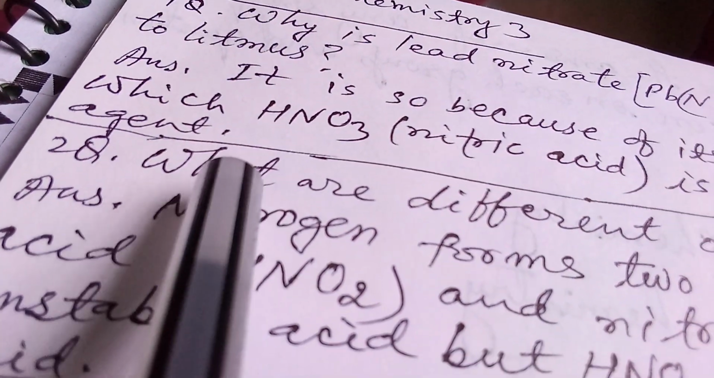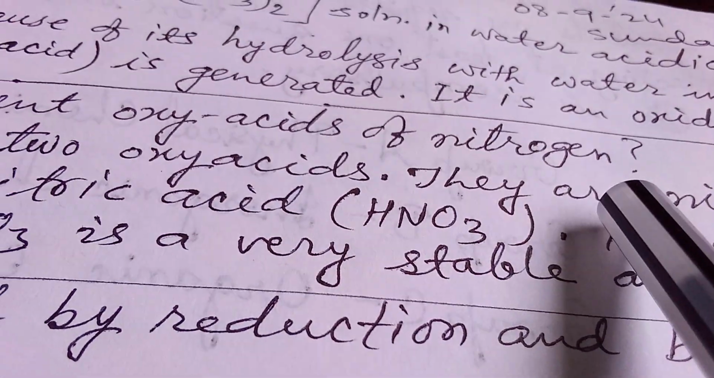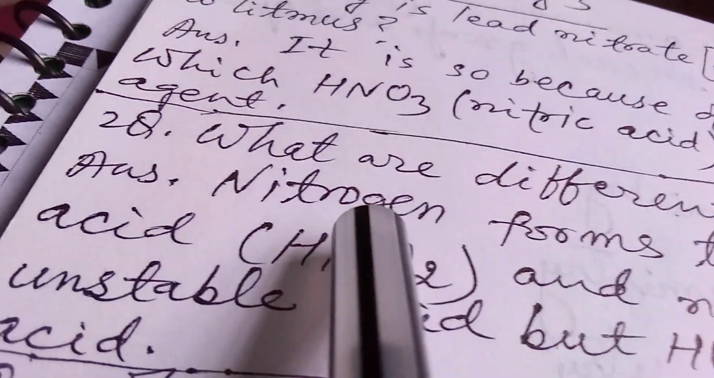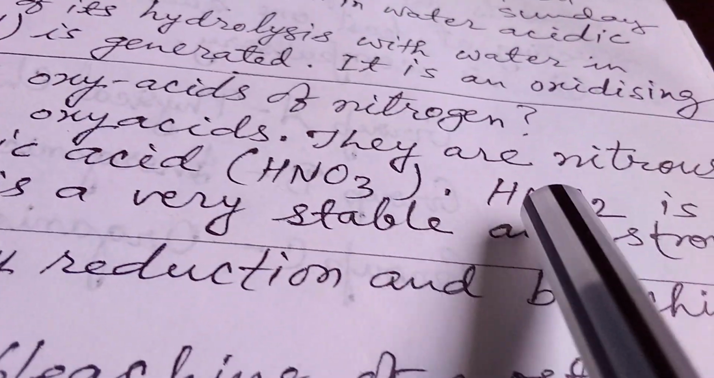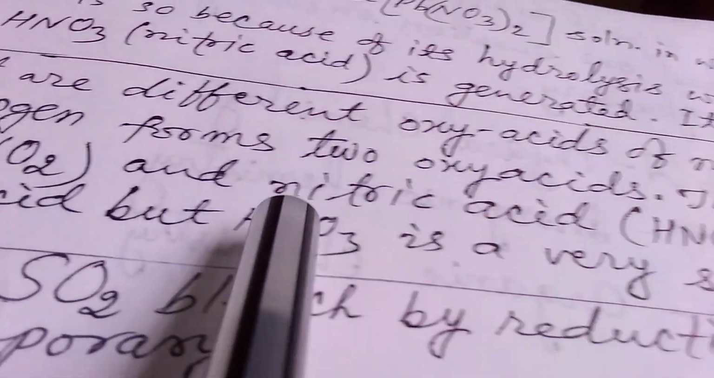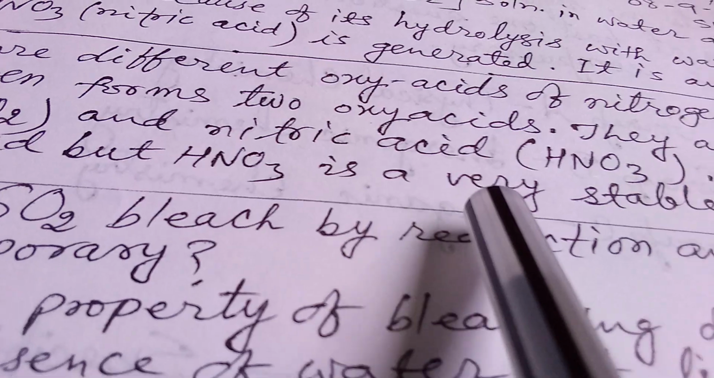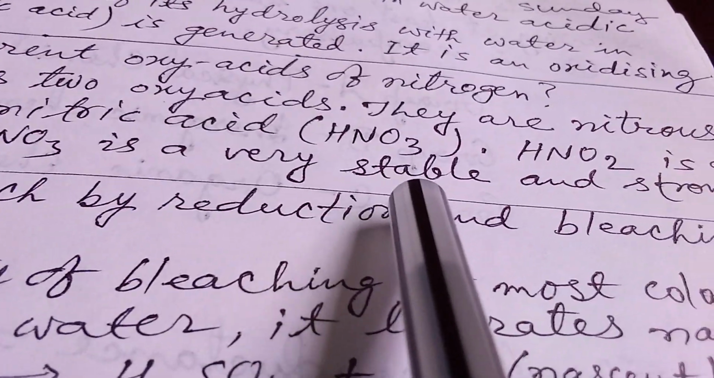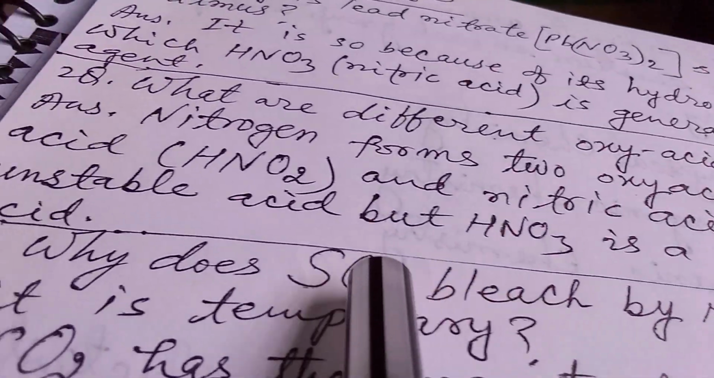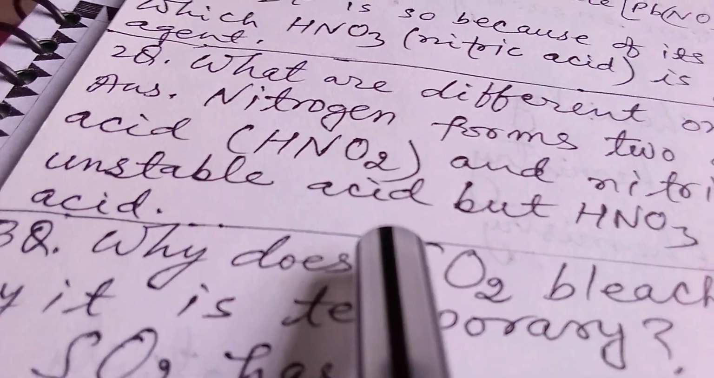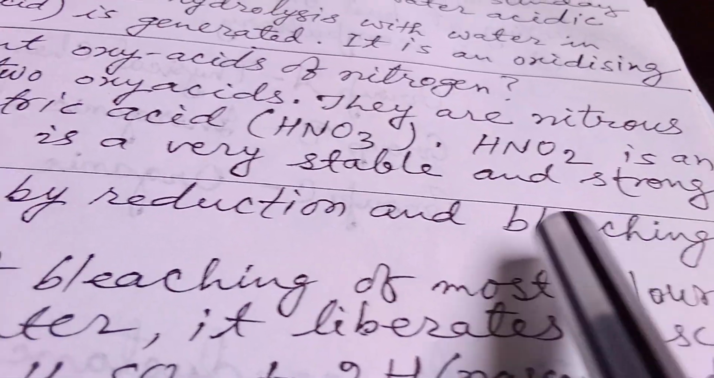Second question is: what are different oxyacids of nitrogen? Answer is nitrogen forms two oxyacids. They are nitrous acid, that is HNO2, and nitric acid, whose formula is HNO3. HNO2, that is nitrous acid, is an unstable acid but HNO3, that is nitric acid, is a very stable and strong acid.